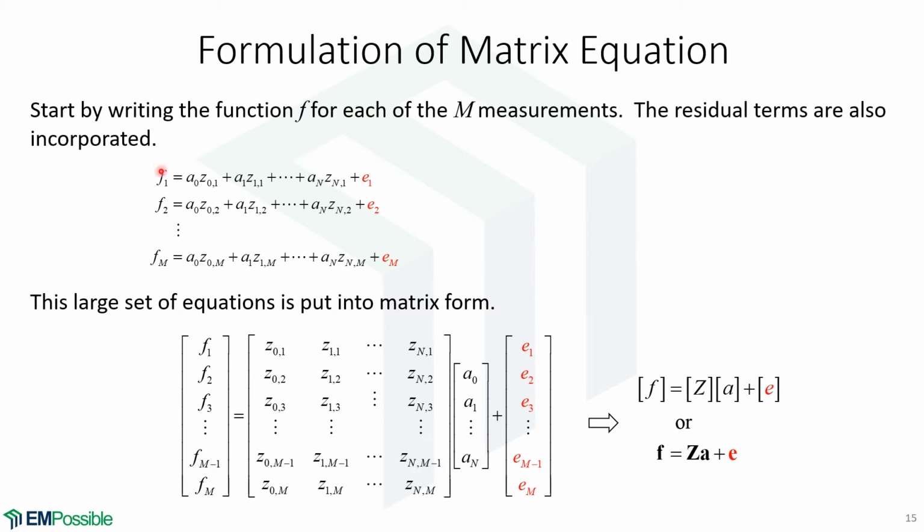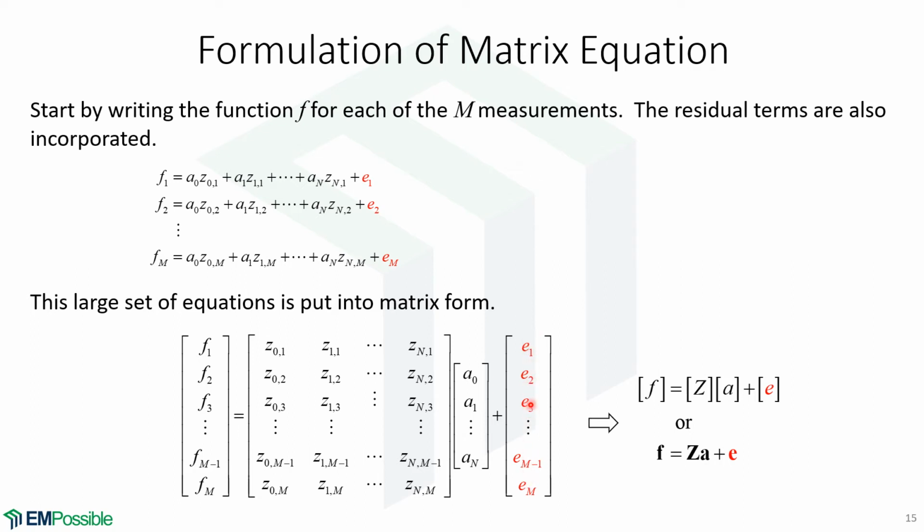And on the left, we simply have all of our measured values of f. We'll store those in a column vector. These unknown coefficients, A0, A1, A2, A3, all the way up to AN, we store in a column vector. Multiplying these are all of our measured values of z, which are independent variables, x, y, z, or anything else we might have. And then our residual terms are in another column vector.